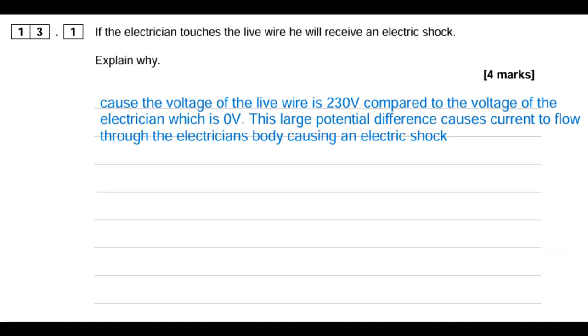Okay. The answer is because the voltage of the live wire is 230 volts compared to the voltage of the electrician, which is 0 volts because people don't have potential differences. This large potential difference causes current to flow through the electrician's body, causing an electric shock. Now, you may be wondering how you're expected to know that the voltage of the live wire is 230 volts, considering that wasn't stated. However, it is required knowledge to know both the voltage and the frequency of the national grid.